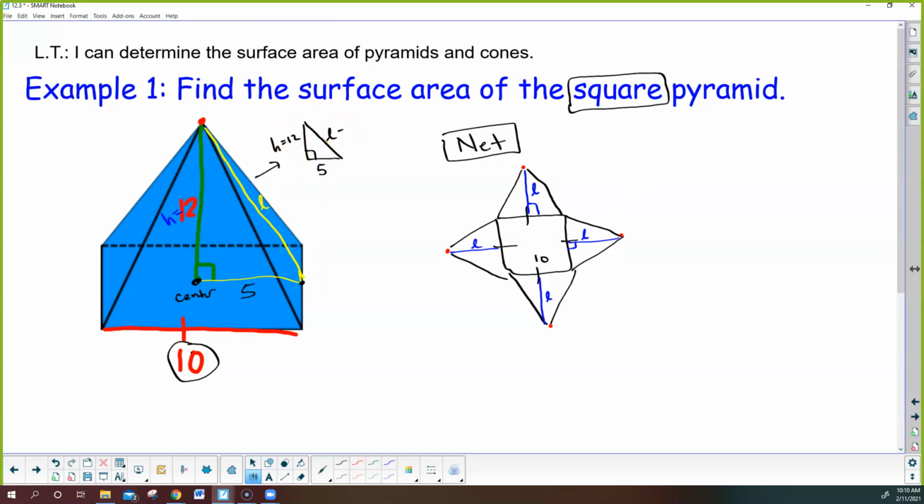Okay, so now we've got Pythagorean theorem. Pythagorean theorem, and by the way, this is a triple. You might not notice, but 5, 12, 13 is a triple. If you didn't see that, then you would have to do Pythagorean theorem quickly, and you would find the slant height.